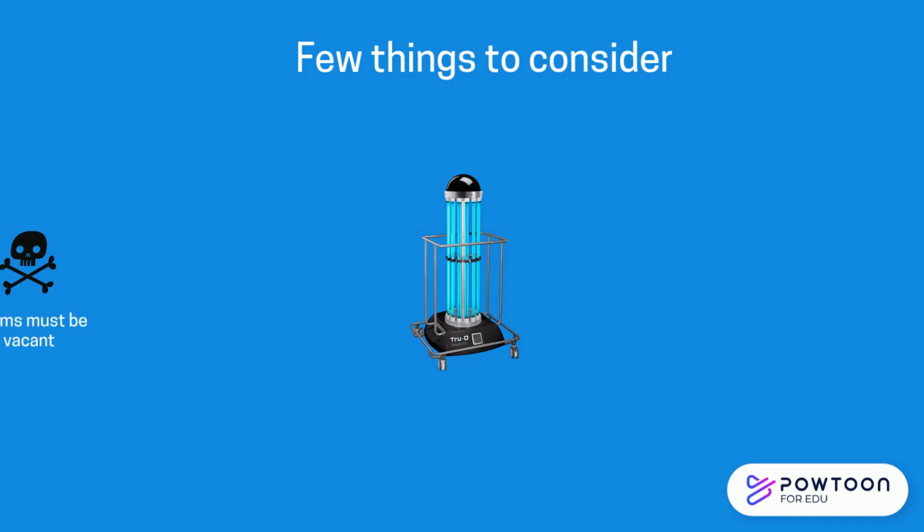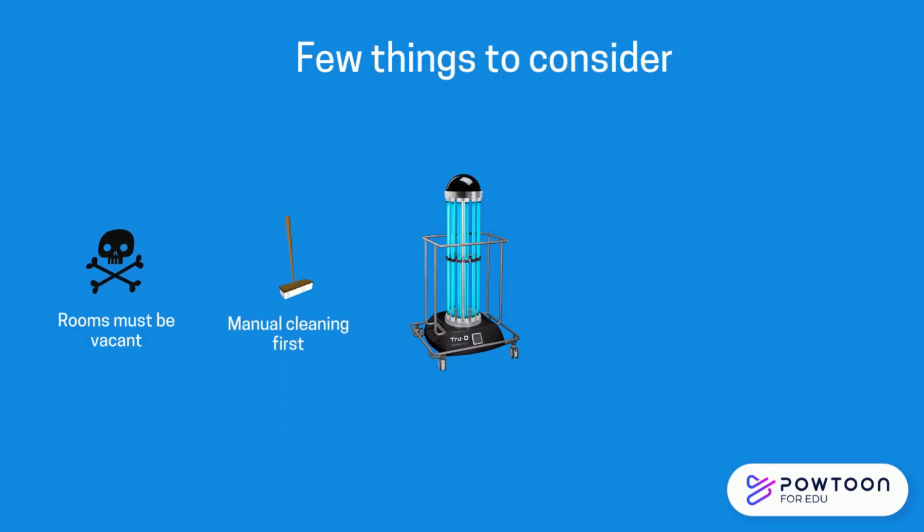First, rooms must be vacant as exposure to UV light can be damaging to skin, eyes, or any other organic material that is present. Secondly, UV disinfection should only occur after manual cleaning since it is not capable of removing dirt or aggregated organic material by itself. Third, the device must be strategically placed within the room so that the UV light can reach every surface, including shaded ones.